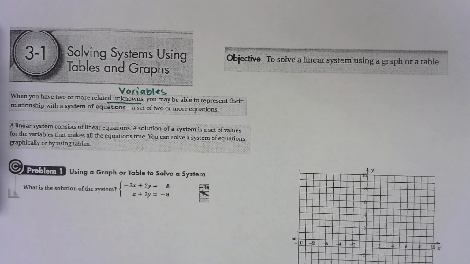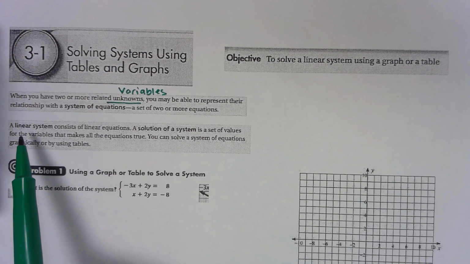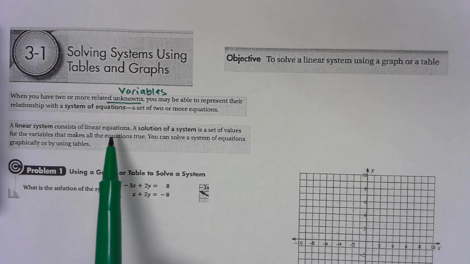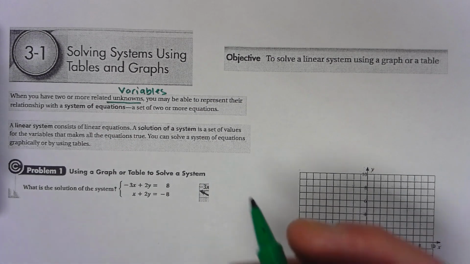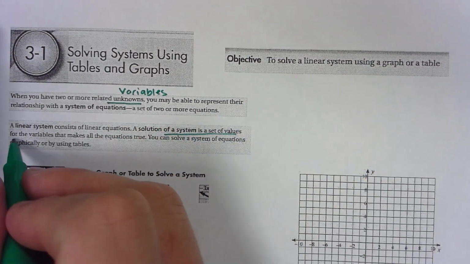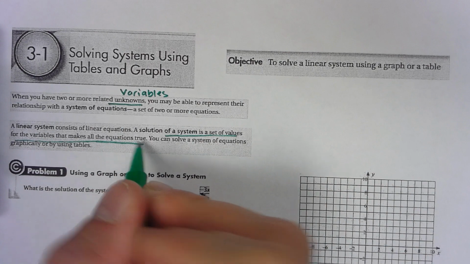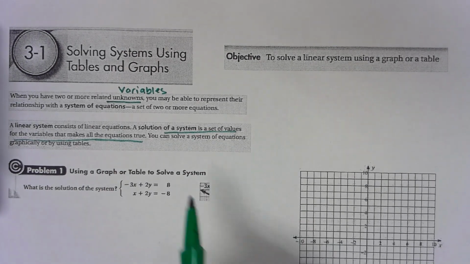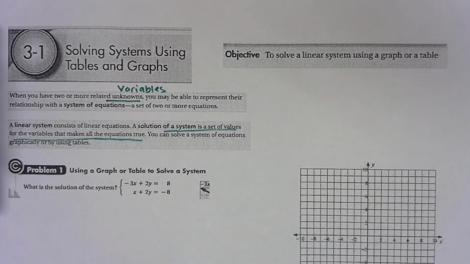We will actually do something with three variables, so I guess that's not technically linear, but the three variable systems get to be a little confusing. So know that a linear system consists of linear equations, and the solution to a system is a set of values for the variables that makes the equations true. And then we can solve that by graphing or using tables.